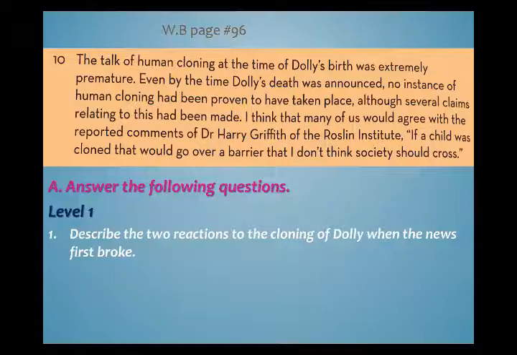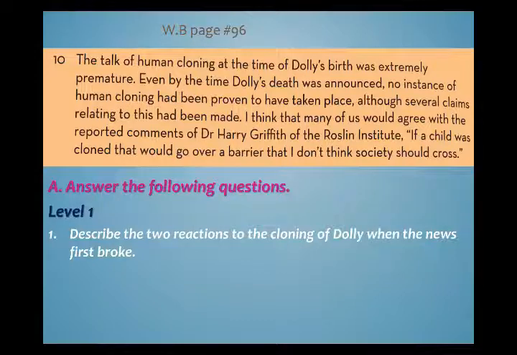I think that many of us would agree with the reported comments of Dr. Griffith of the Roslin Institute: if a child was cloned, that would go over a barrier that I don't think society should cross.